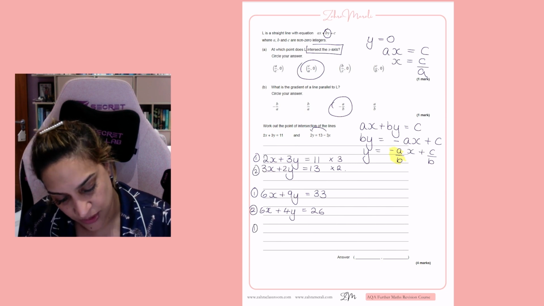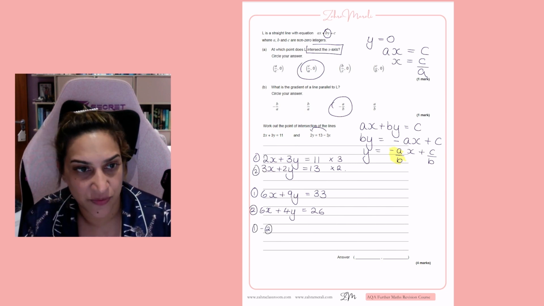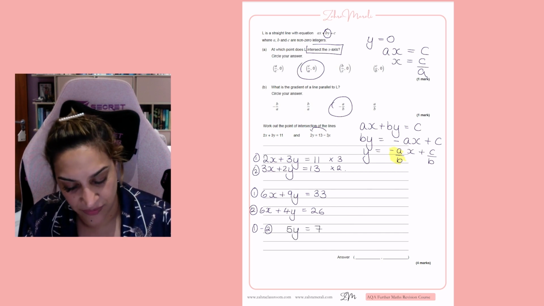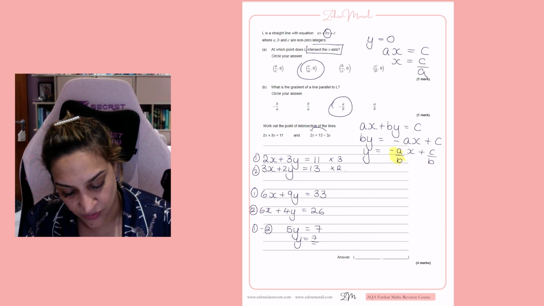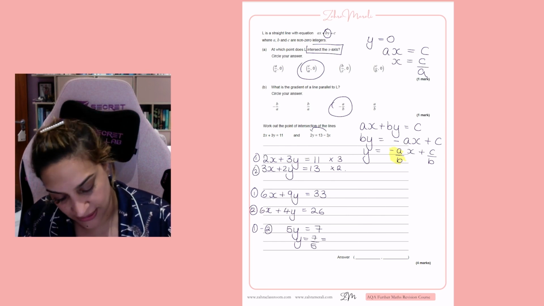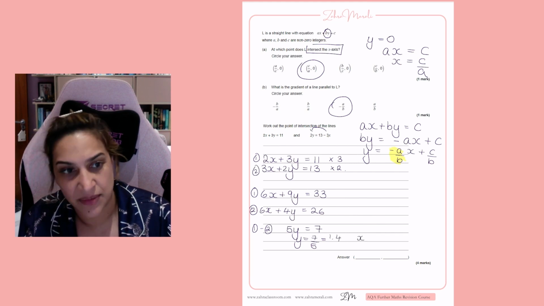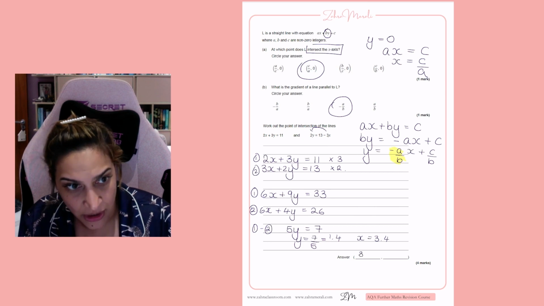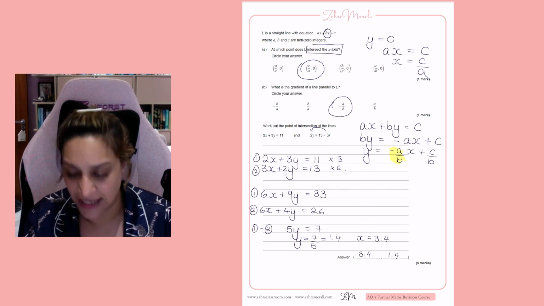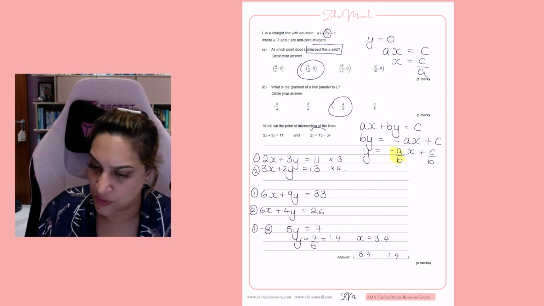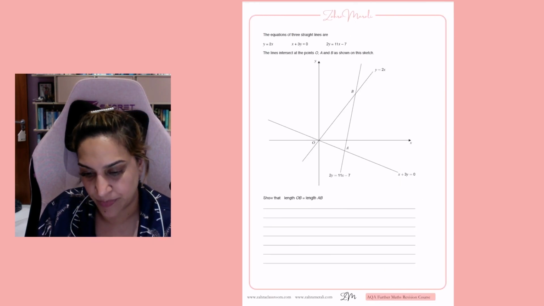I can take them away from each other. 9 minus 4 gives me 5y. That gives me 5y equals 7. So y is 7 over 5. So I might want to write that as 1.4. I substitute it back in and get 3.4. If you want to go through this slowly, we've done it in the algebra section. There was the exact same intersection question when we were talking about simultaneous equations.